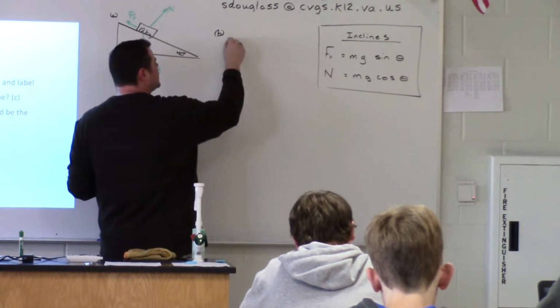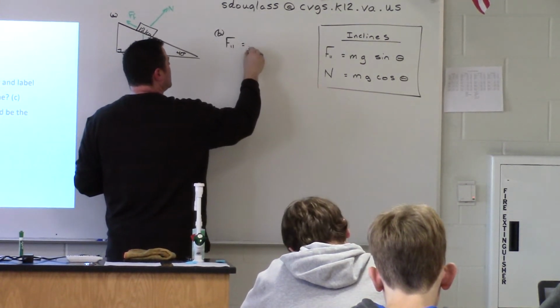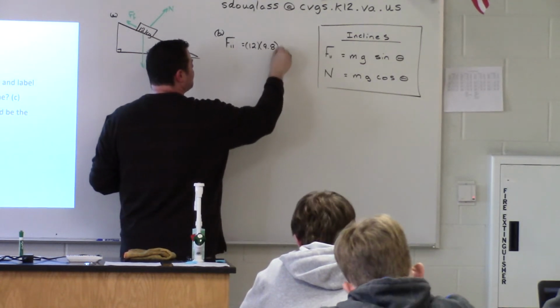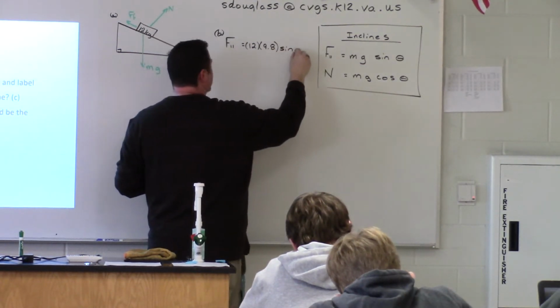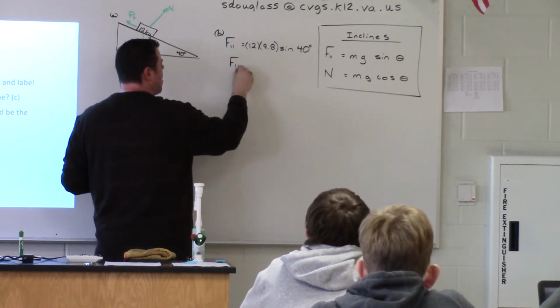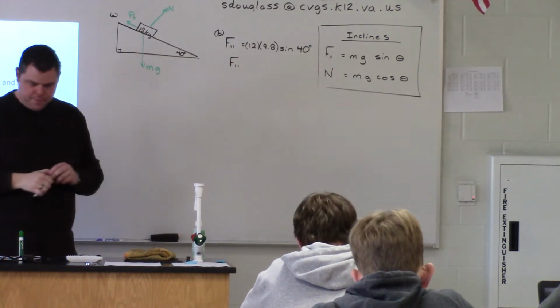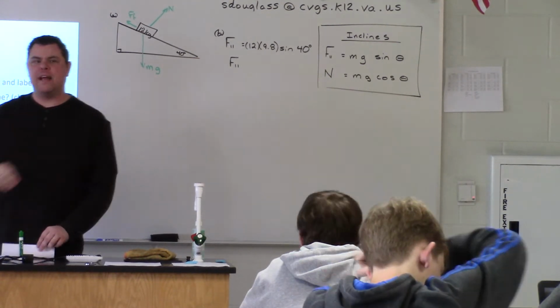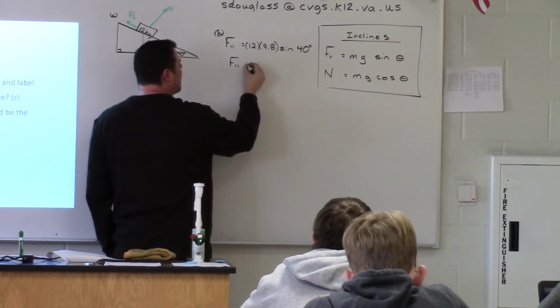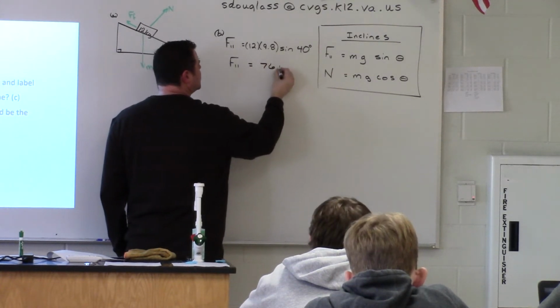So for the force that acts down the incline, we've got 12 times 9.8 sine the angle. The angle is 40 degrees. So that component of the weight that acts down the incline, which is the parallel force, it's about 75.6, about 76 newtons.